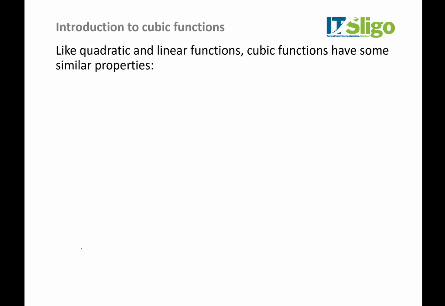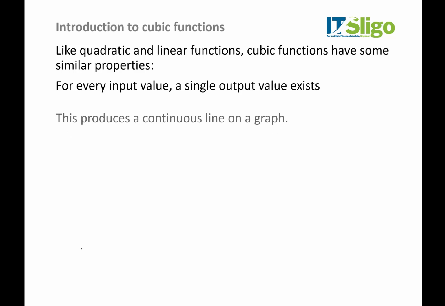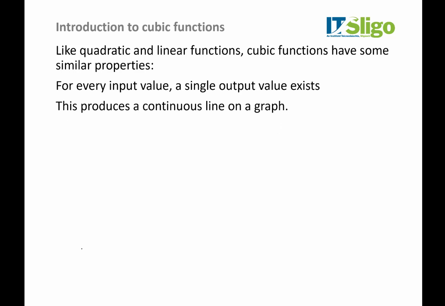Like quadratic and linear functions, cubics also have some similar properties. For every input value, a single output value exists. This produces a continuous line on a graph. In other words, the line is never broken.